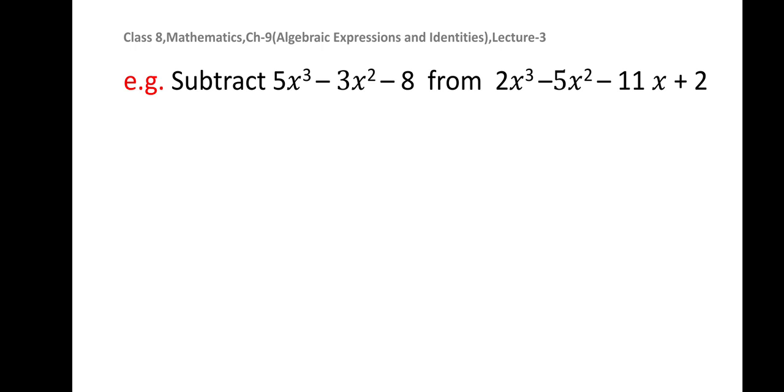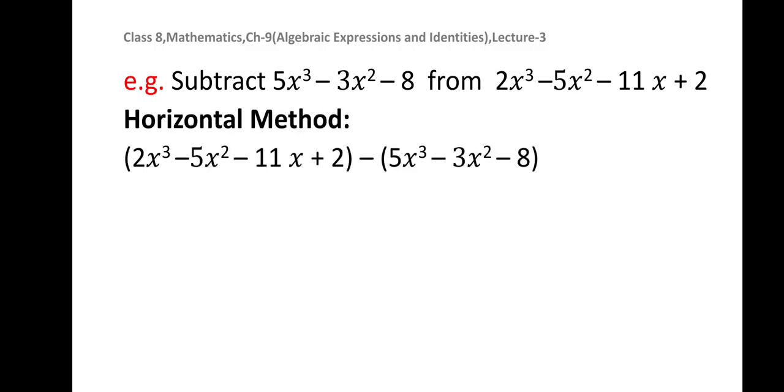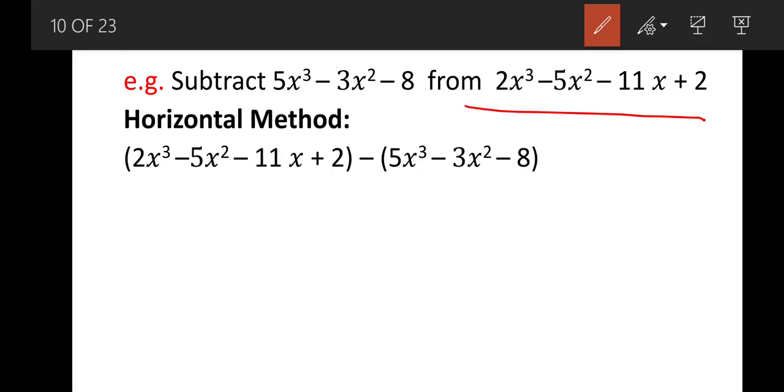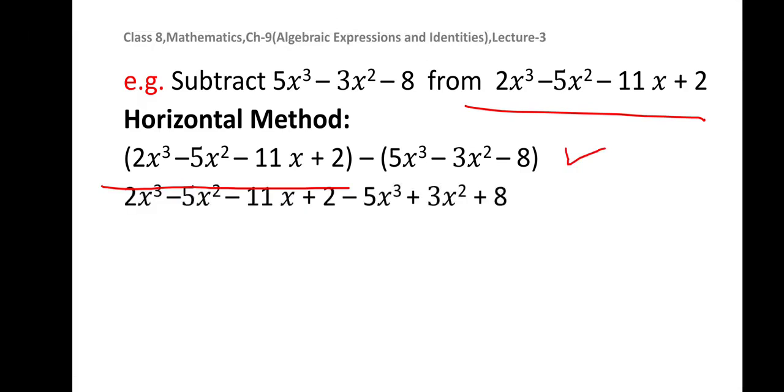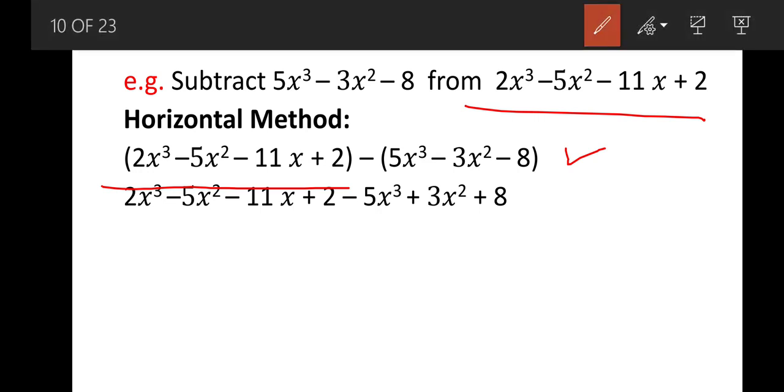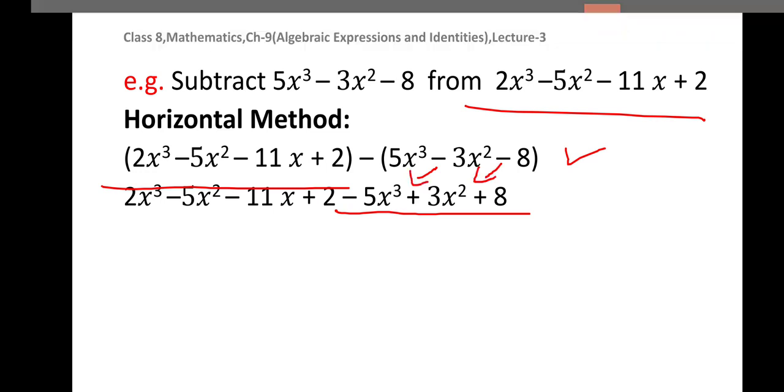So I need to subtract 5x cube minus 3x square minus 8 from 2x cube minus 5x square minus 11x plus 2. Firstly, I am showing you the horizontal method. As I need to subtract 5x cube minus 3x square minus 8 from this expression, so this will be written first, minus the first expression. And as I told you, the sign of every term will be changed, which is written inside the bracket. So here you must have seen that the sign of this expression has been changed. Earlier it was minus sign here, now it is plus sign. Here it was minus sign, now it is plus sign. You can see very clearly.